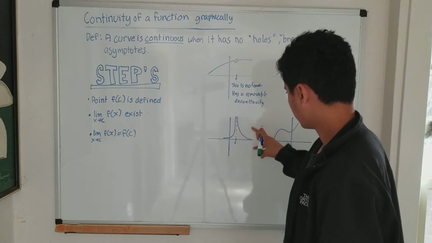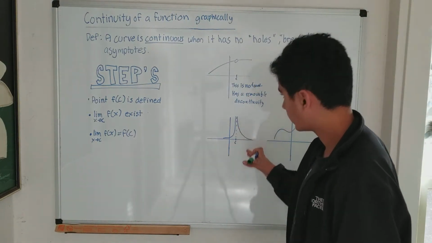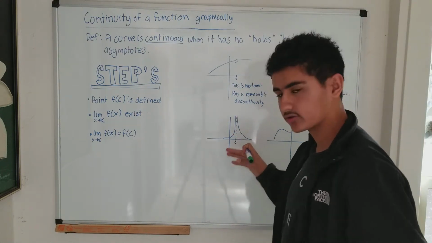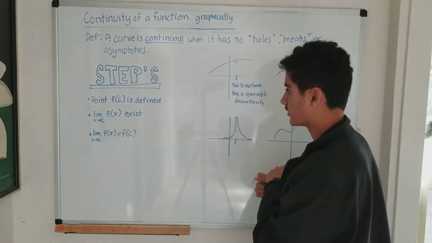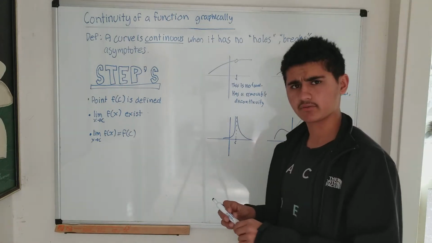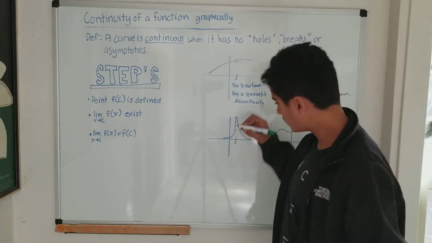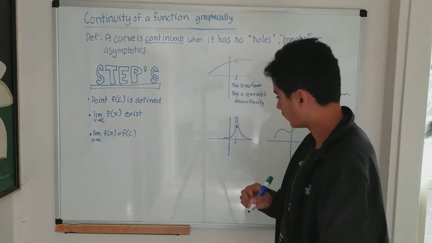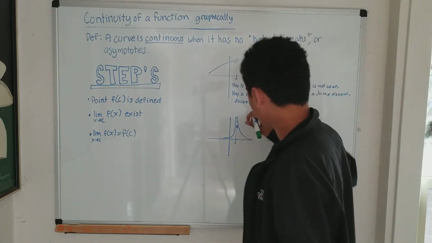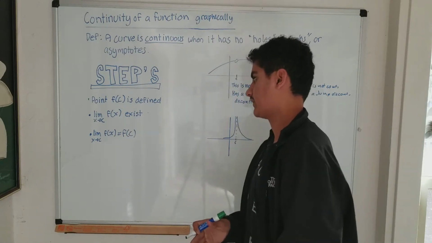Next graph. In our next graph, we have an asymptote at point c, so it's going to head towards infinity, but they're never going to touch. Now, it says point f of c is defined. We don't really have a point f of c right now, so we can't say it's defined. But if I were to add a point here, would it be defined? Yeah, definitely, it would be completely defined. But for this example, I didn't have a point there, so it's not defined.